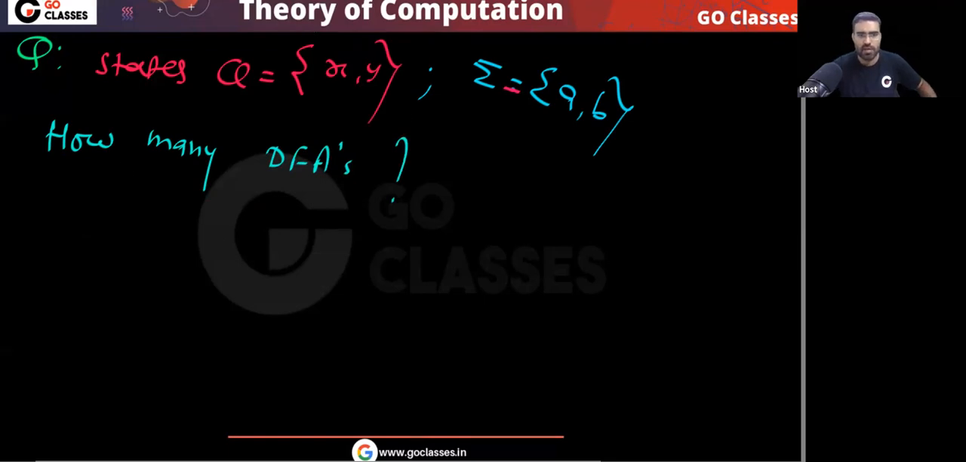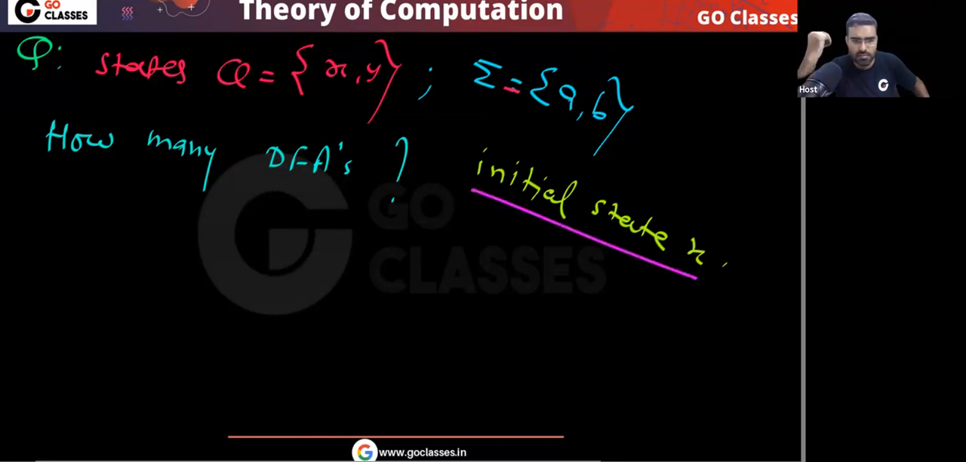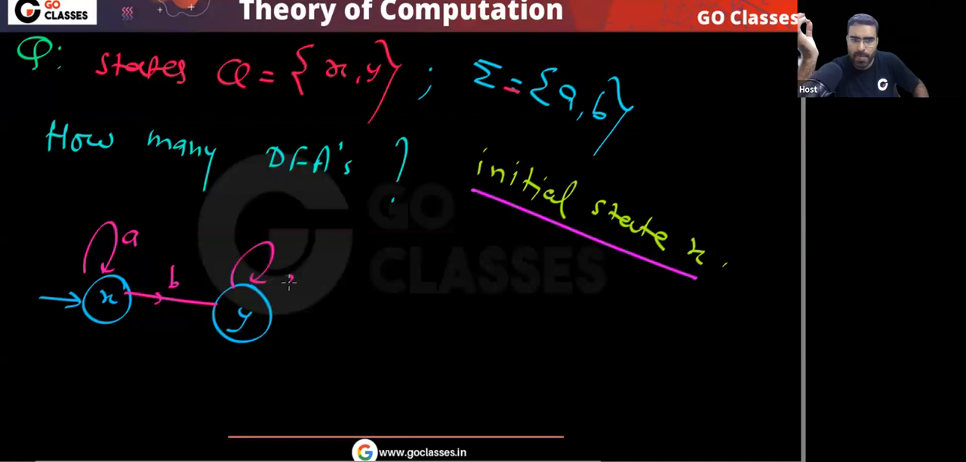So let's see. Okay, so please understand, I am telling you states are X comma Y. These are the two states. And alphabet is also given to you, A comma B. Okay, now the question is asking how many DFAs. Let's assume initial state is X. So tell me how many DFAs will be there. So you can create many different DFAs, right? See, you have two states, X comma Y. Initial state is X. You can create many different DFAs. What you can do? For example, you can create this DFA. Yes or no? You can create this DFA.